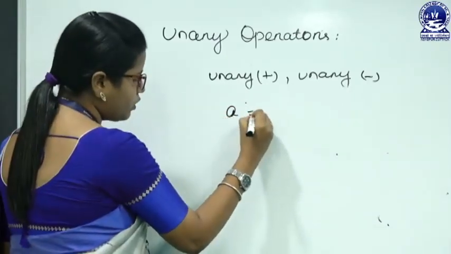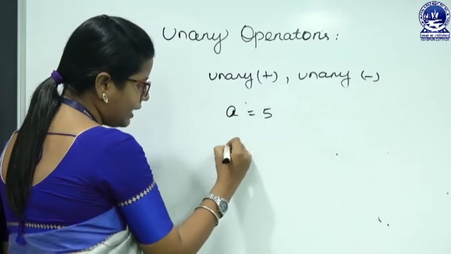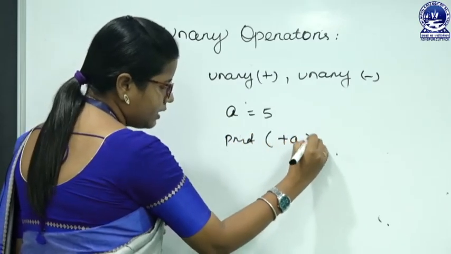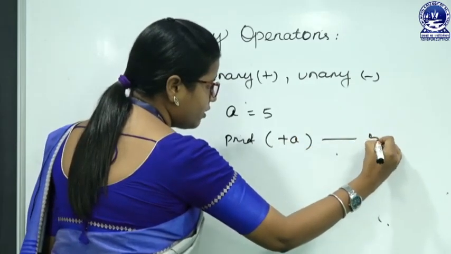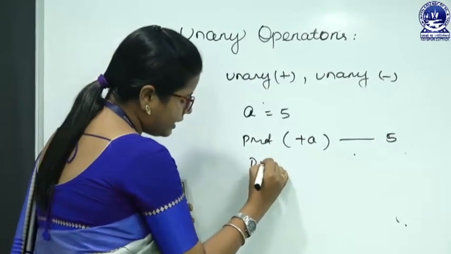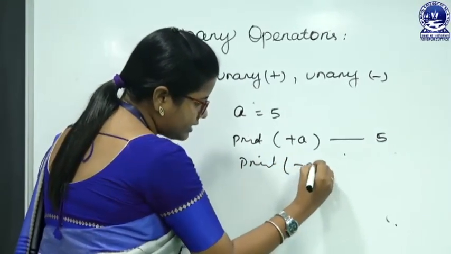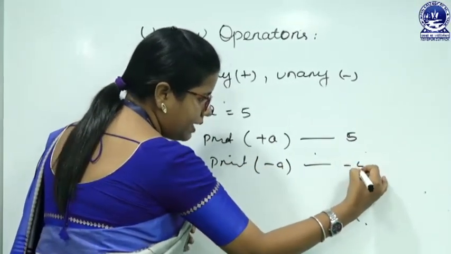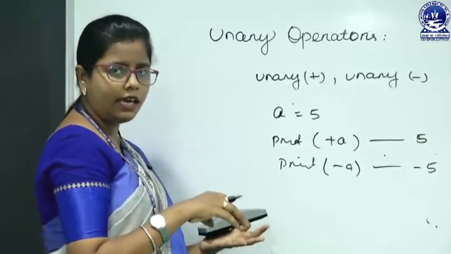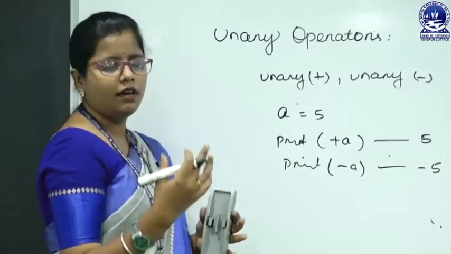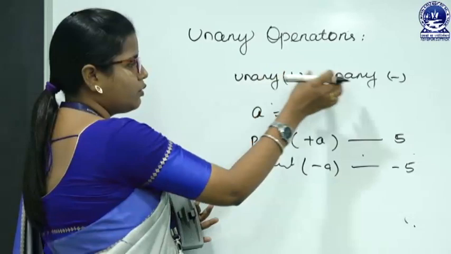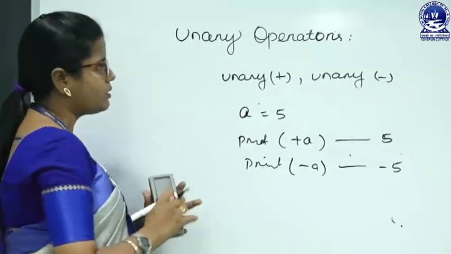Like A equals, suppose, 5. If I write print plus A, it will show me 5 because it is a positive number. Suppose I write print minus A, then it will show me minus 5. So whatever value is inside A, it will be either positive or negative by the usage of unary plus and unary minus.